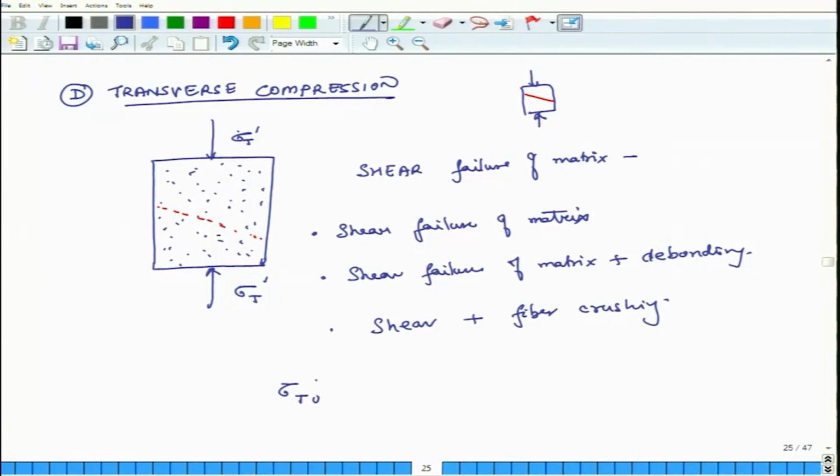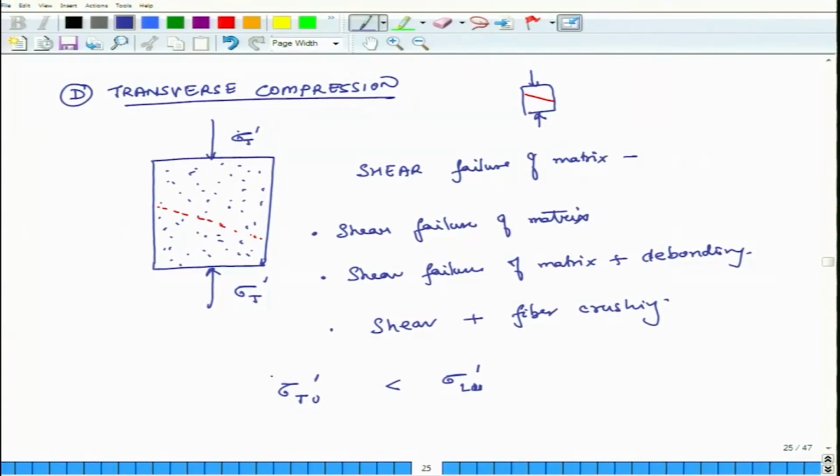Now, typically sigma Tu prime, the transverse ultimate strength of the composite in the compressive direction, is substantially less than sigma Lu prime. This is important to understand. This is the typical case, okay, unless you have some lateral constraints on the material.